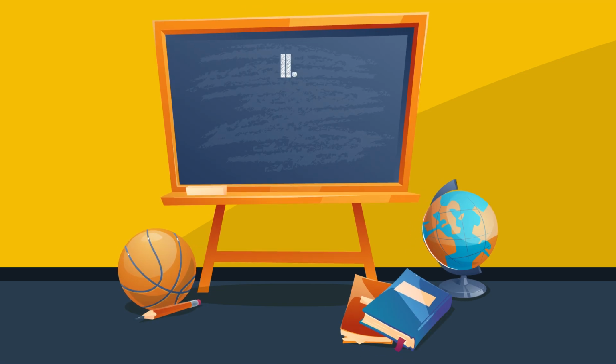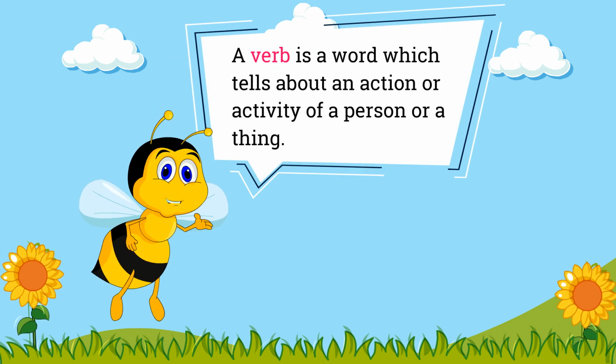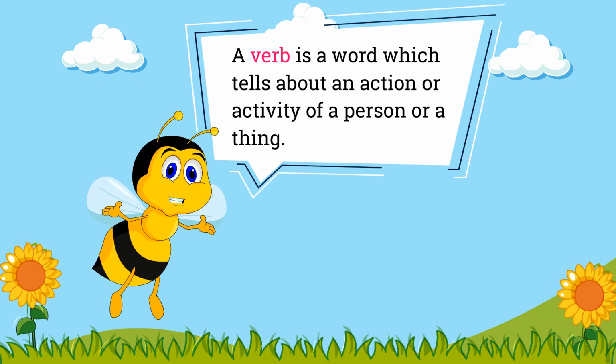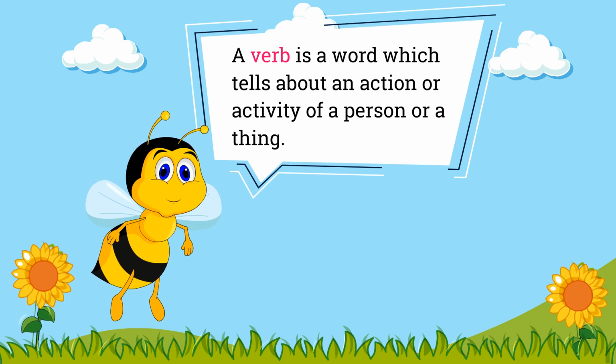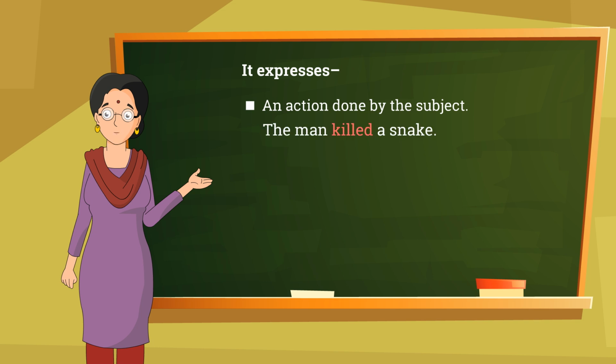Chapter 11. The verbs and their kinds. A verb is a word which tells about an action or activity of a person or a thing. It expresses an action done by the subject. The man killed a snake.